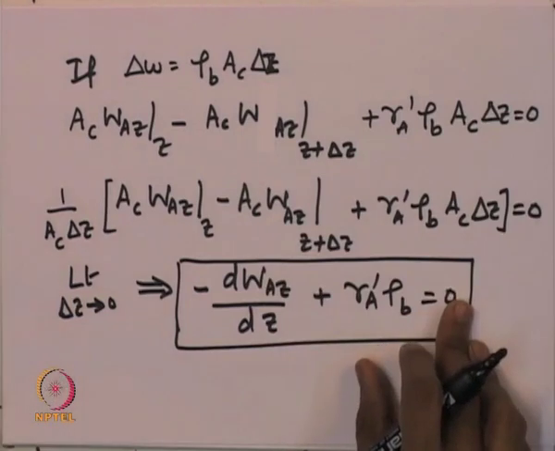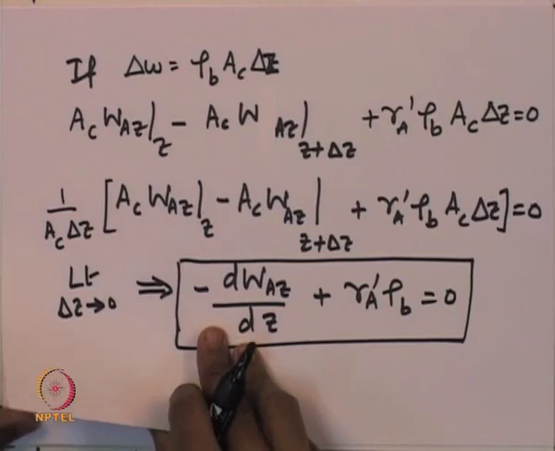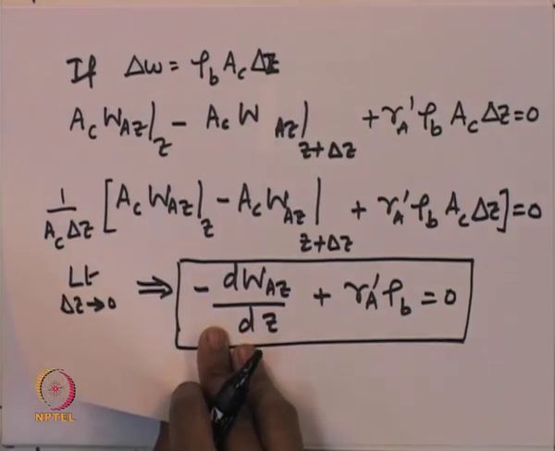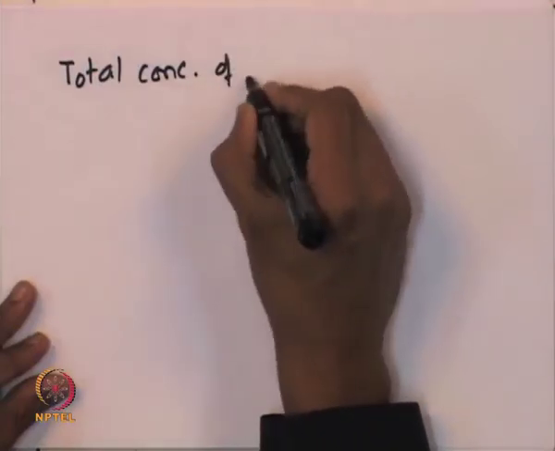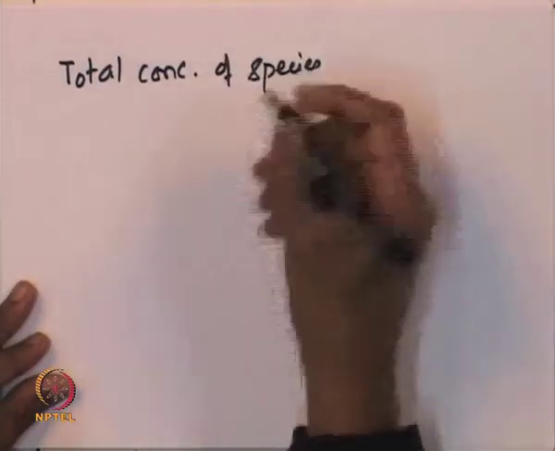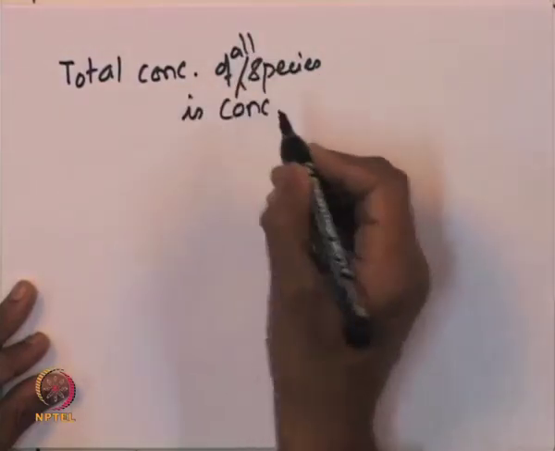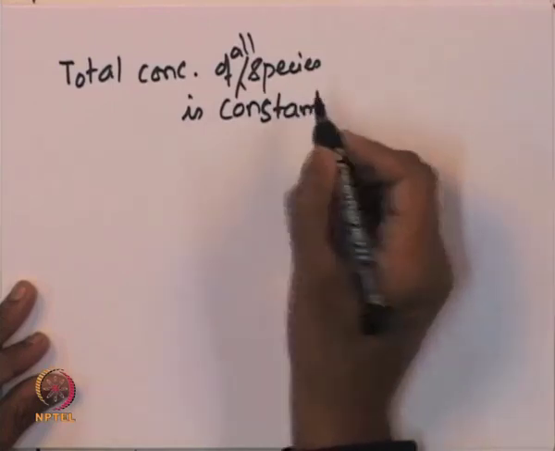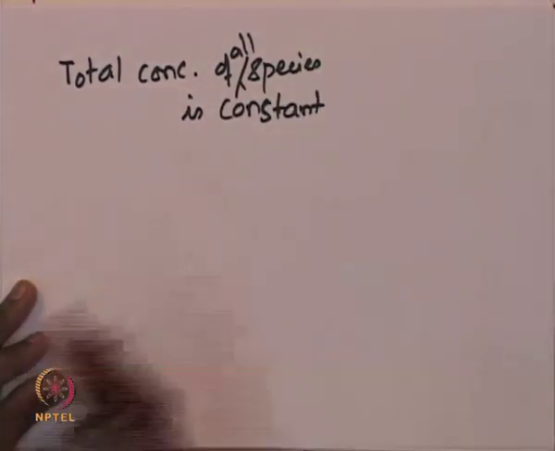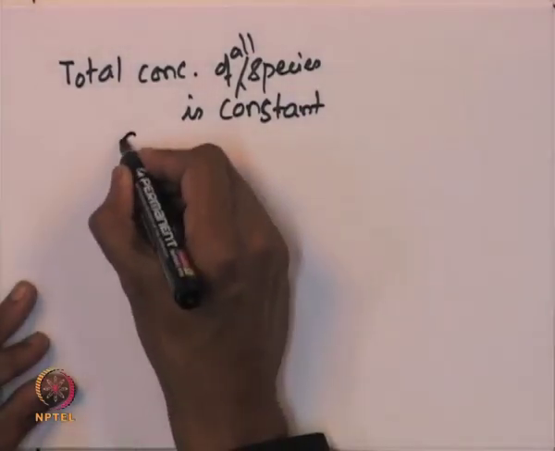So, this is the mole balance for species A, which is undergoing a heterogeneous reaction in a packed bed reactor, where W A Z is essentially the flux of the species at a particular location Z. Now, if I assume that the total concentration of all species put together is constant, and that value, let us say, is C.